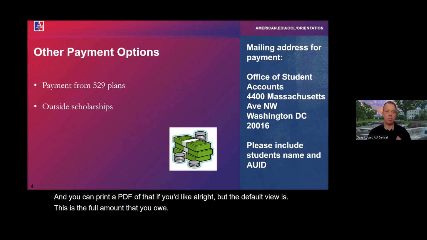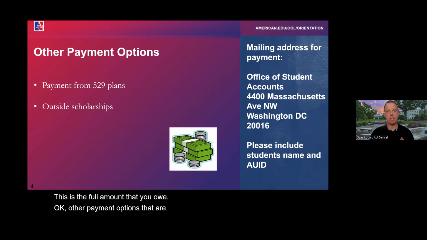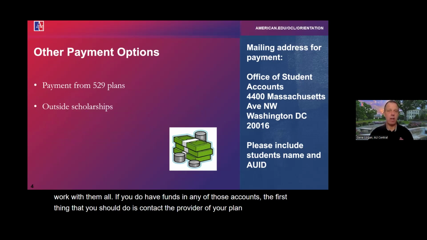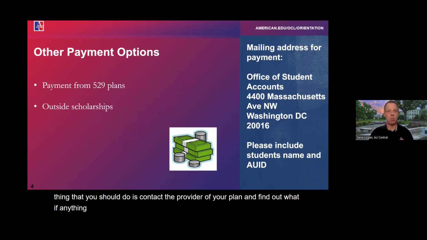Okay, other payment options that are available. I mentioned 529 or prepaid college savings plans. There are hundreds of them out there, right? And we'll work with them all. If you do have funds in any of those accounts, the first thing that you should do is contact the provider of your plan and find out what, if anything, they need from you in order to access those funds.